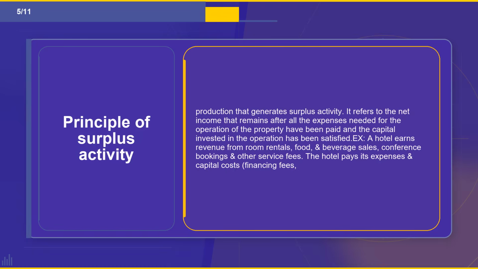Flashcard 5. Term: principle of surplus productivity. Definition: production that generates surplus income. It refers to the net income that remains after all the expenses needed for the operation of the property have been paid and the capital invested in the operation has been satisfied. Example: A hotel earns revenue from room rentals, food and beverage sales, conference bookings and other service fees. The hotel pays its expenses and capital costs, including financing fees.